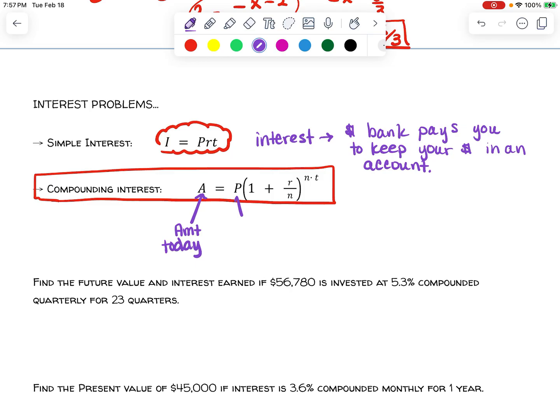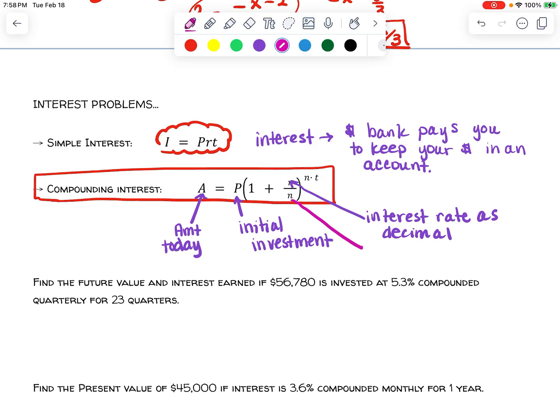Okay. The principal, that's the initial investment. R is your interest rate as a decimal. Okay. N is how many times they are going to compound the money that you have.